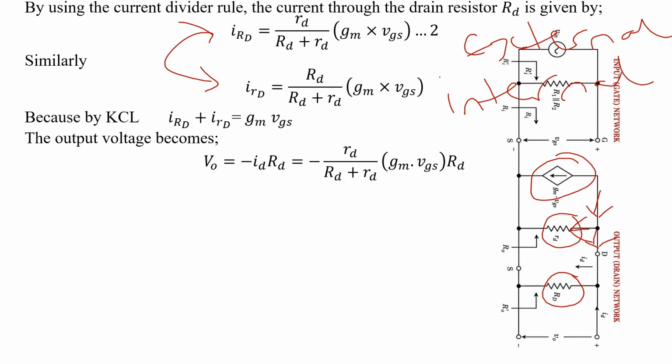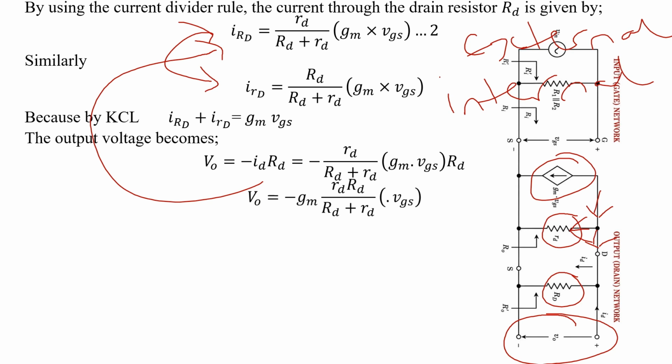The output voltage, which is this, is going to be equal to the negative of ID times RD. This ID we are talking about is actually this current. So if we substitute this into our equation, we are going to have this expression. V naught is equal to negative gm times this, where we have rearranged a bit, so RD will meet this. If RD comes this way, we are going to have this resulting equation.